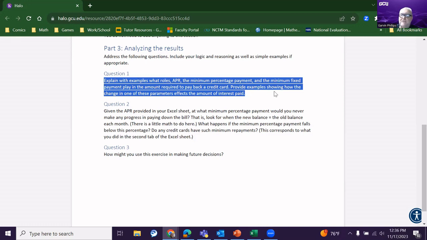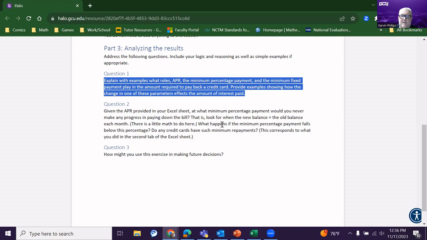Then you provide examples showing how it affects the interest paid. Again, another set of at least 3 sentences. So that's a little paragraph in here, right? This question 1, I expect a paragraph answer. Question 2, given the APR provided, at what minimum percentage rate would you never make any progress paying down the bill? You would make no progress paying down the bill at a percentage rate of, in my case, 1.4776%.